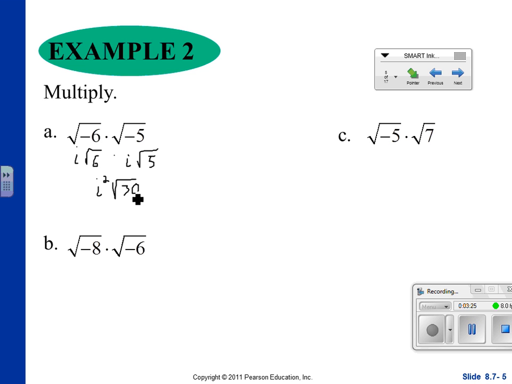Now 30, if you break it up 6 and 5, and the 6 breaks up into 2 and 3, 2, 3, and 5, we don't have any doubles. So that's not going to simplify. But i squared will. Because remember, square root of -1 times square root of -1 gave us -1. So this becomes a -1. And -1 times 30 is just negative square root of 30.